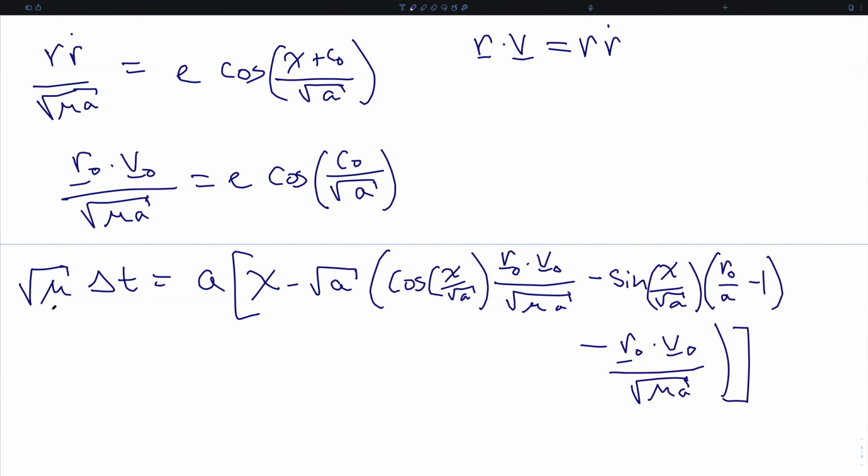that is root mu delta t is equal to the semi-major axis times the quantity chi minus root a times cosine chi over root a, r naught dotted into v naught over the square root of mu a minus sine of chi over root a times quantity r naught over a minus 1 minus r naught dotted into v naught over root mu a.